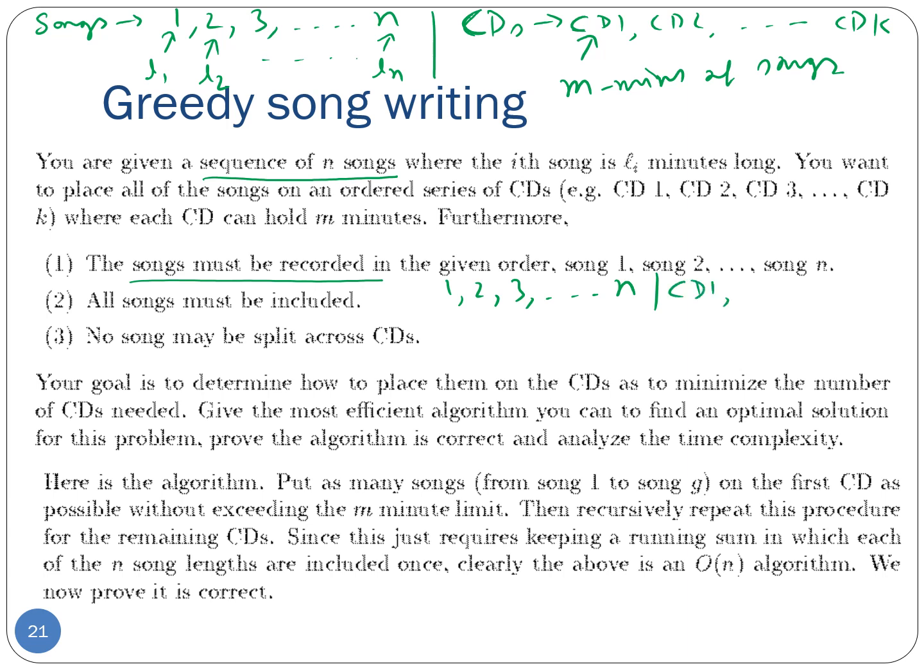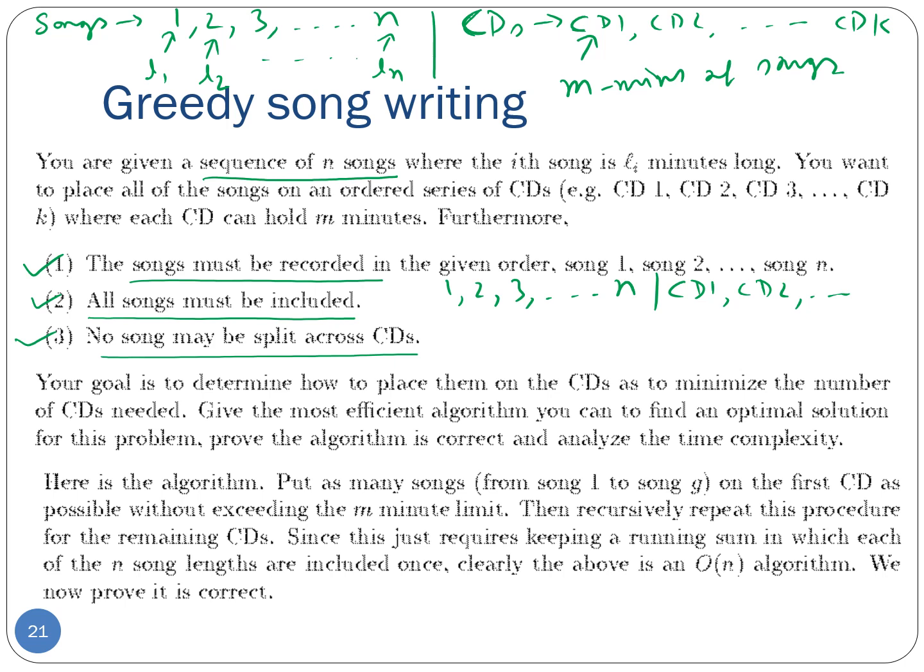When you run out of CD space in CD1, then you will use CD2 and so on up to however many CDs you need. Okay, so that's the first constraint here. The second constraint is all the songs must be included, right? You cannot omit songs. And the third important constraint is you cannot split songs across multiple CDs.